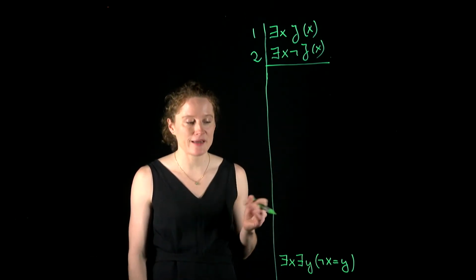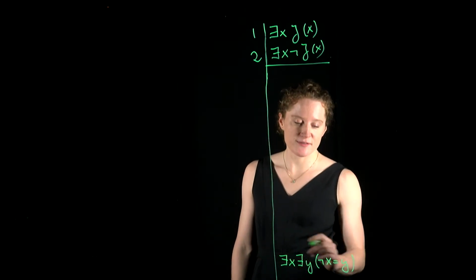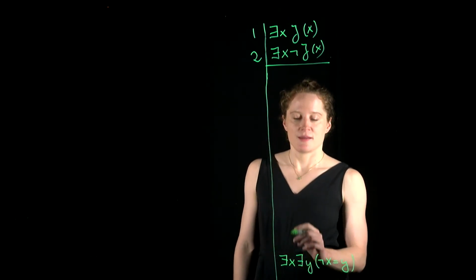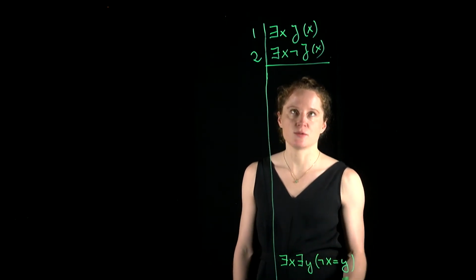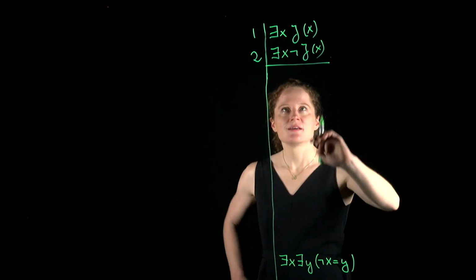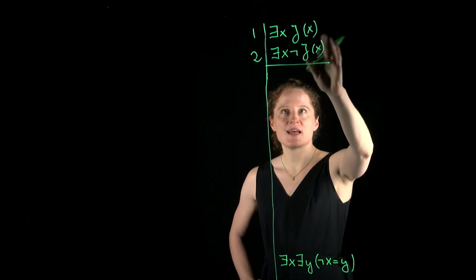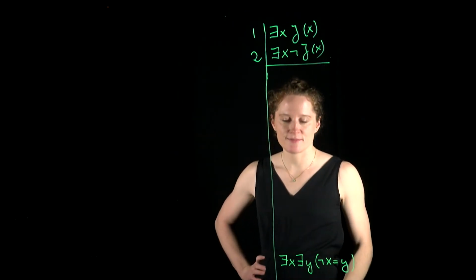Let's see why. So I do want to prove an existentially quantified sentence of the form, there is an x and there is a y such that x is not identical to y. And I have two premises to work with. There's an x such that jx, and there's an x such that not jx.